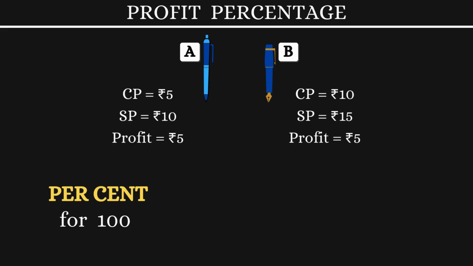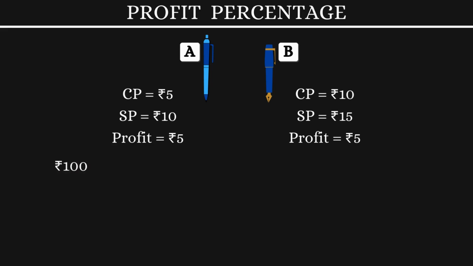Now let's assume the shopkeeper decides to spend 100 rupees on the first pens and 100 rupees on the second type. Since the cost price of the first pen is 5 rupees, he can get 20 pens for 100 rupees. And if he sells each of them at the selling price of 10, which is a profit of 5 rupees, he will have a total profit of 20 into 5 rupees, which is 100 rupees.